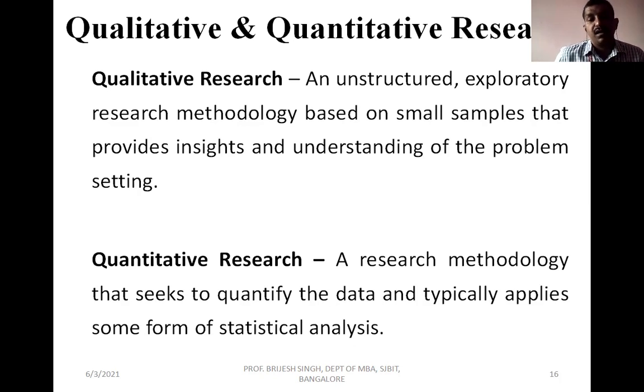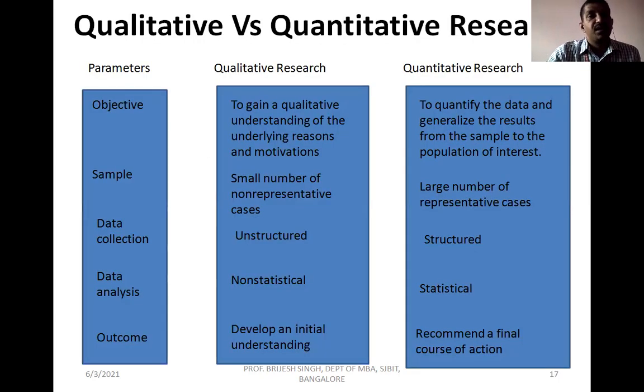We use statistical analysis, and with the help of that we are able to accept or reject the null hypothesis. So this is the differentiation of qualitative research from analytical quantitative research. In qualitative research, the main objective is to gain a qualitative understanding of the underlying reasons and motivations, whereas in quantitative research it is quantifying the data and generalizing the results from the sample to the population of interest. That speaks well, because it goes with some kind of analysis.